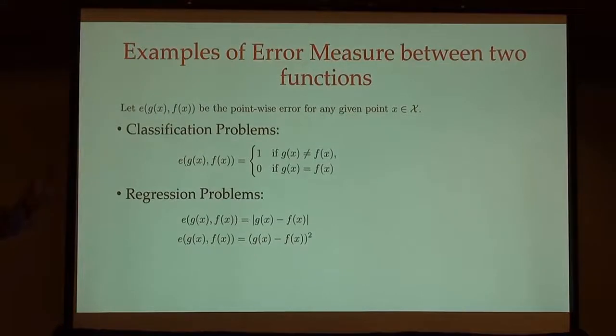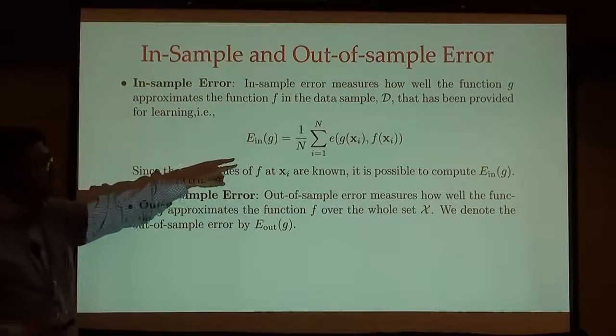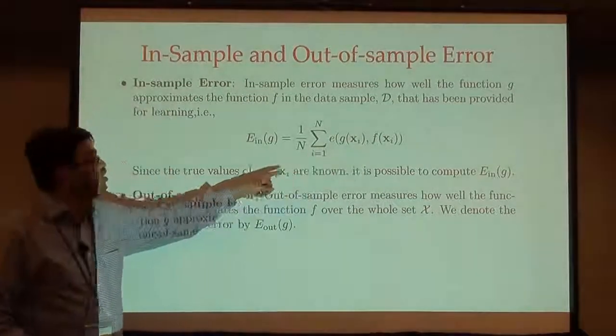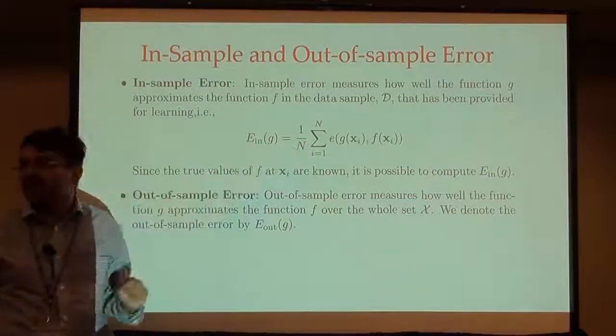Okay, so based on this, this is where I think learning gets a little bit different from the usual notion of approximating one function. So now we define two different notions of error based on those pointwise errors. One is called the in-sample error, the other is called the out-of-sample error. Okay? In-sample error means that you are averaging the loss over all your data points in your sample, and dividing by n is basically the average.